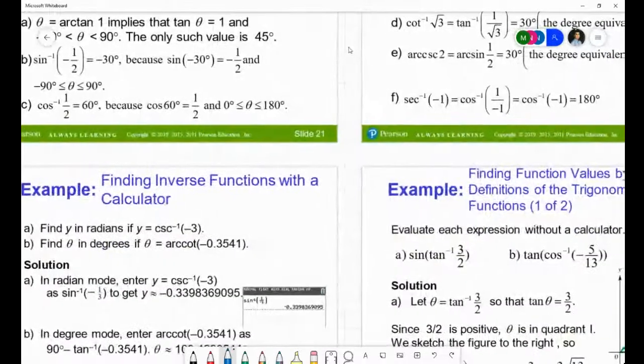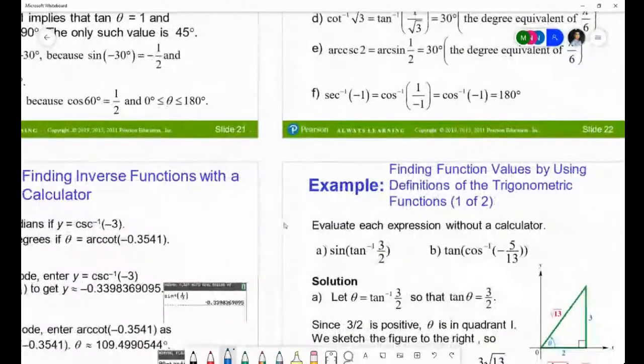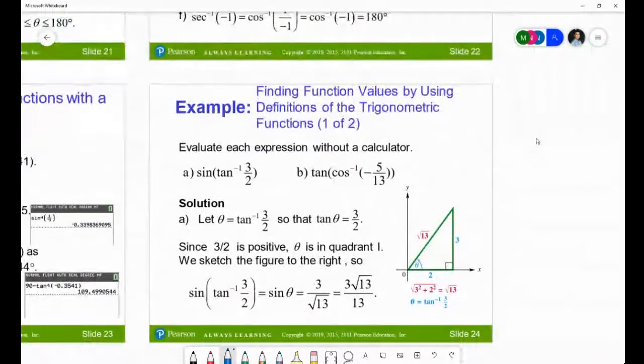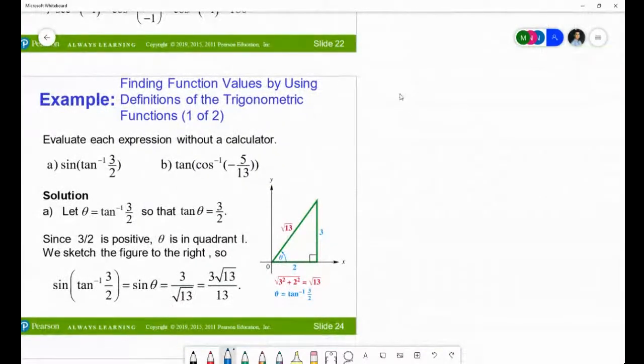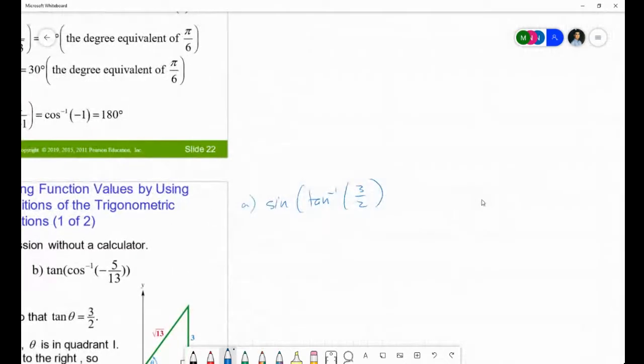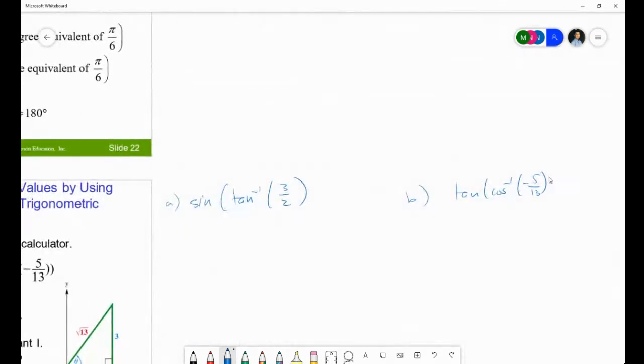Let's go to some harder ones. All right, so now we need to find sine of tangent inverse of 3 over 2. So this one is going to tickle your brain here. Then tangent of cosine inverse of -5 over 13. All right.